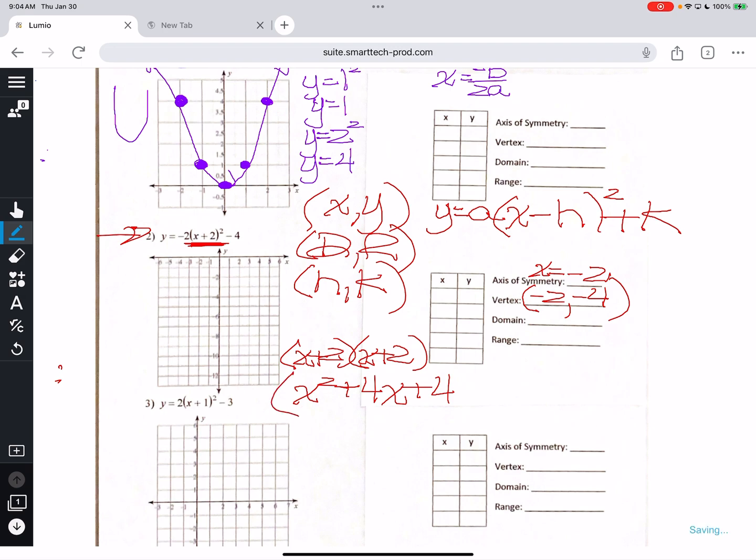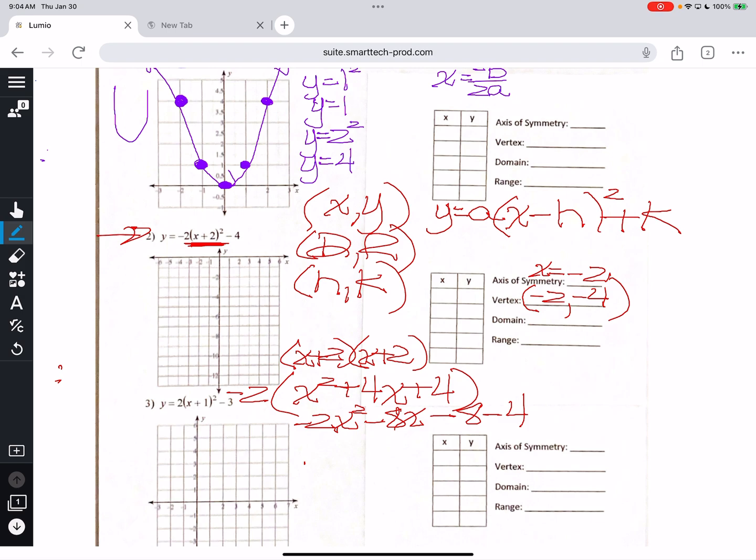-2, distribute, and you would get -2x squared minus 8x minus 8. What's the next thing we do? Look back at the equation. What have we left alone? -4. What do you do with the -4? Put it at the end. And now what do we do? Subtract those.